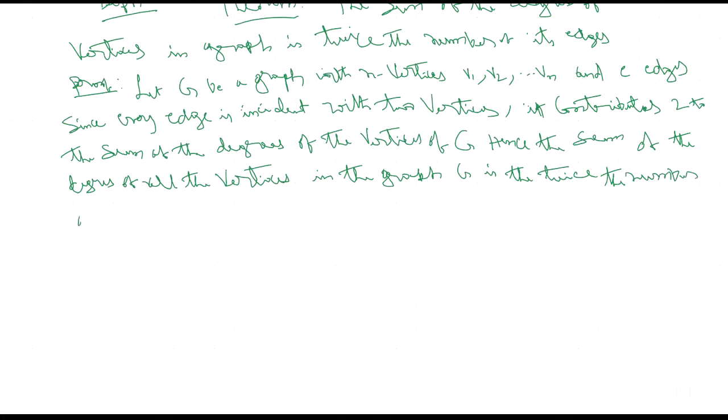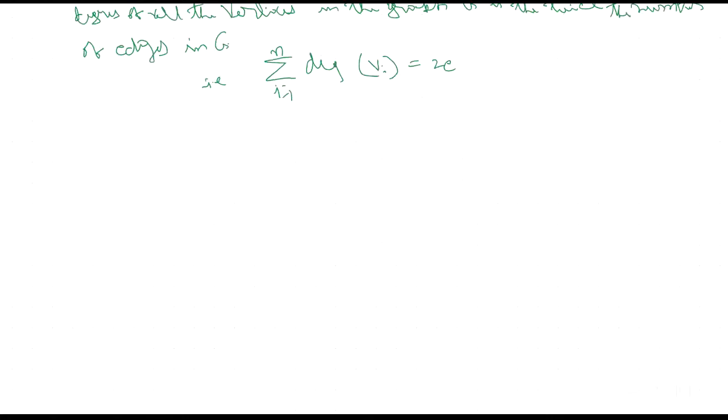Number of vertices adjacent to G. That is, the sum over i equal to 1 to n of degree of Vi is equal to 2E. This result is known as the first theorem.